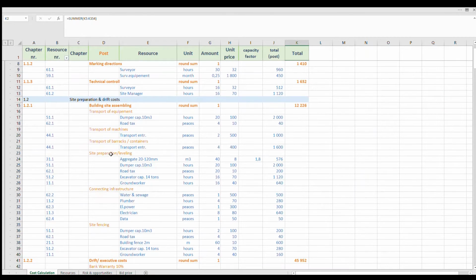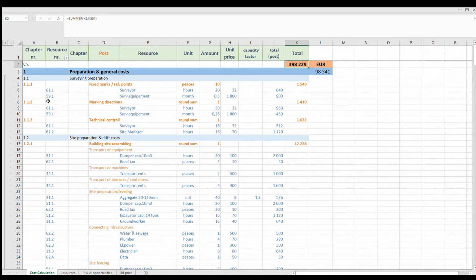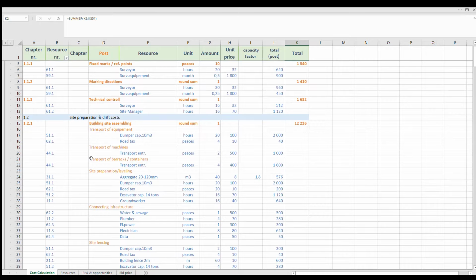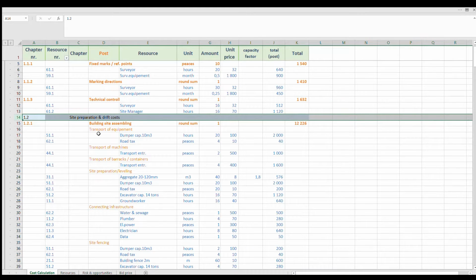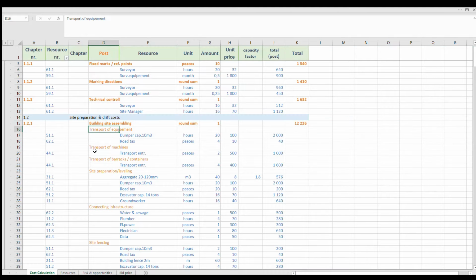So it's very important to define all costs first and to use resources in a proper way from your bank, of course. So site and preparation and drift costs. We must prepare for all projects. So building site assembling means that we must transport and assemble a lot of things. So not to forget something, I tried to make some underlines here, these light orange ones, just to be sure not to forget something.